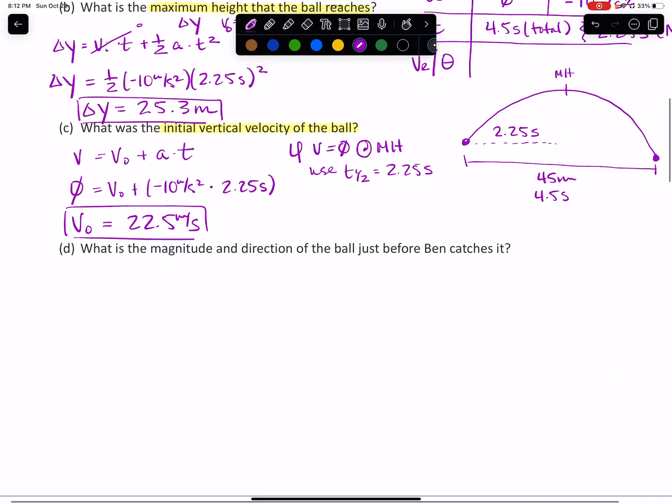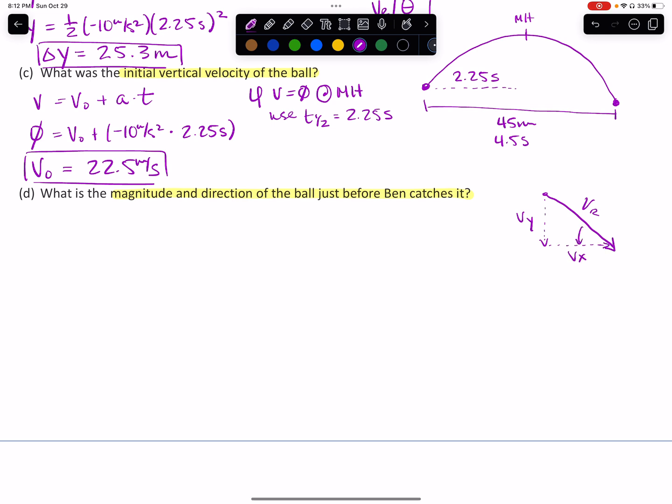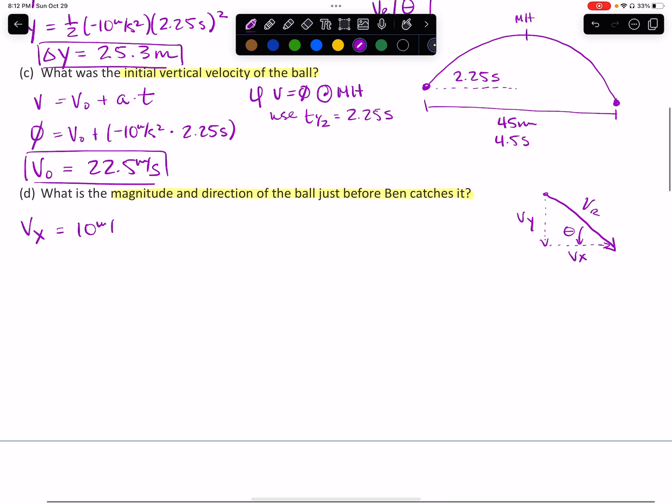Okay, and then last, it wants to know what is the magnitude and direction of the ball just before Ben catches it. All right, so if we think about this in terms of motion, the ball's coming down. Right, it's going to have some resultant velocity, which we can calculate if we know what the horizontal and vertical components of that velocity are. And then we can use those also to find our angle theta. All right, so let's think about what we know. We know that our horizontal velocity is 10 meters per second because that's constant throughout the motion.